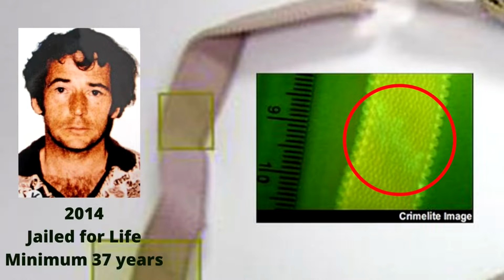Using evidence uncovered using the crime light, prosecutors were able to take the case back to court, where it was successfully argued that the case be reheard. It was Scotland's first ever double jeopardy case. And in November 2014, Angus Sinclair was jailed for life, with a minimum of 37 years behind bars.